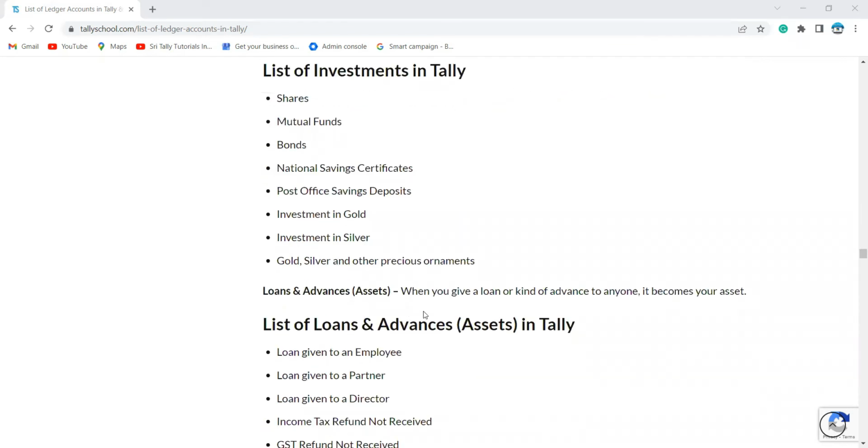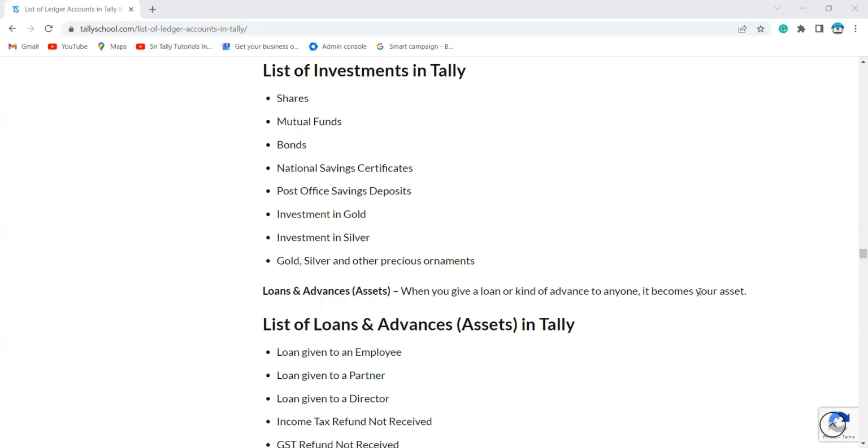Next, loans and advances asset. When you give a loan or an advance to anyone, it becomes your asset. For example, you are an employee and you are taking a loan from your employer. That comes under loans and advances.